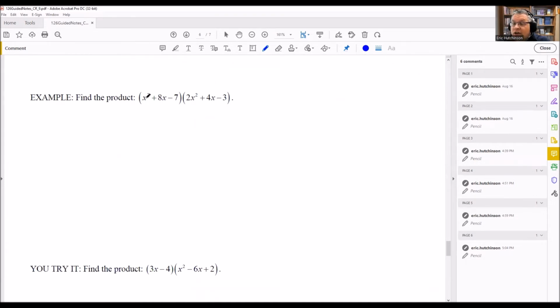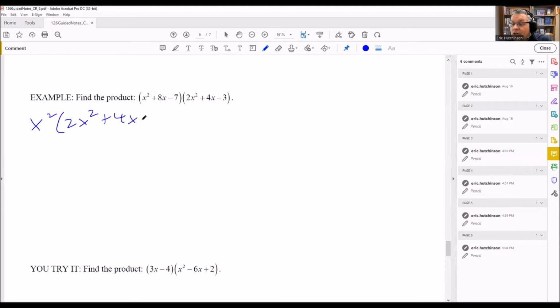Now this one has got 3 terms times 3 terms. So we're going to end up with 9 terms total here. What you do is you take the first term times everything inside the parentheses, the second term times everything inside there, and the minus 7 times everything here. Let me write out what it is that we're actually doing. This might make more sense if I write it out this way for you.